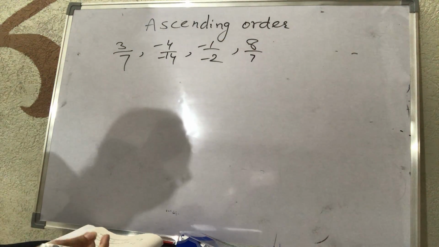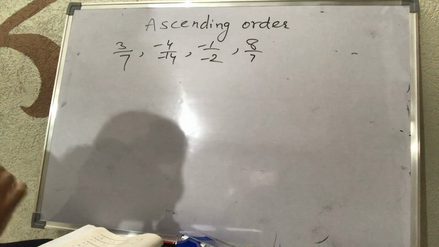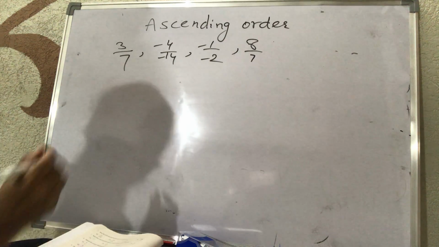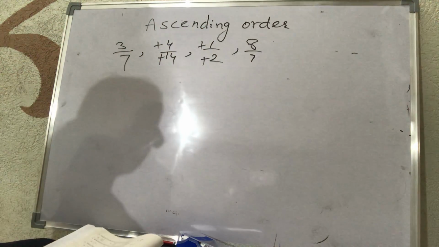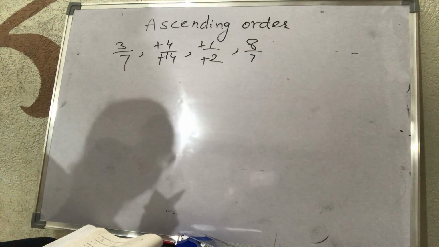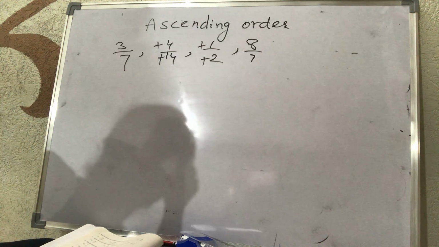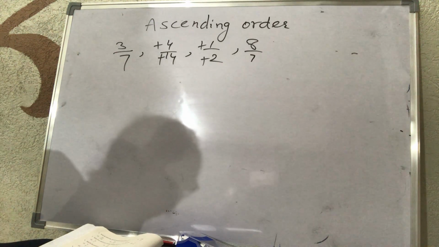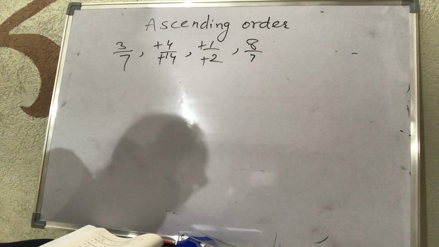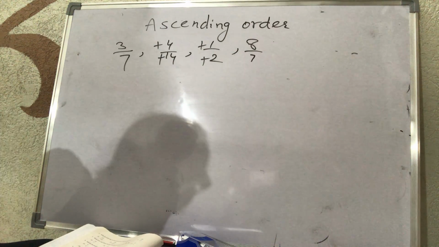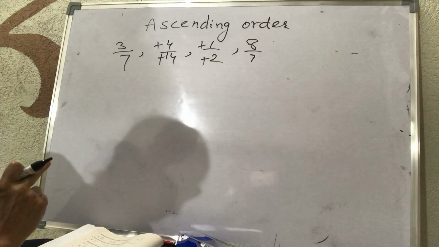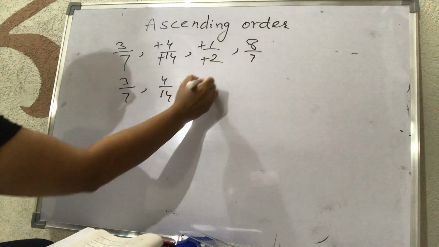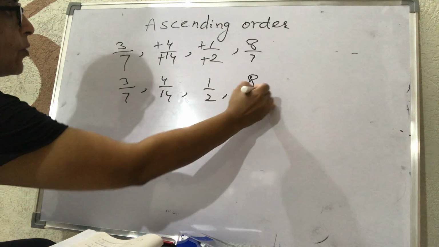So first of all, we will see if there are two negative signs in the numerator and denominator both. We will cancel them like that. If there is a negative sign in the denominator, we will shift it to the numerator. After that, the sum will start. If you do not shift the negative sign from the denominator to the numerator, the sum will be wrong. So be careful about this. Now rewrite the numbers: 3 upon 7, 4 upon 14, 1 upon 2, 8 upon 7.